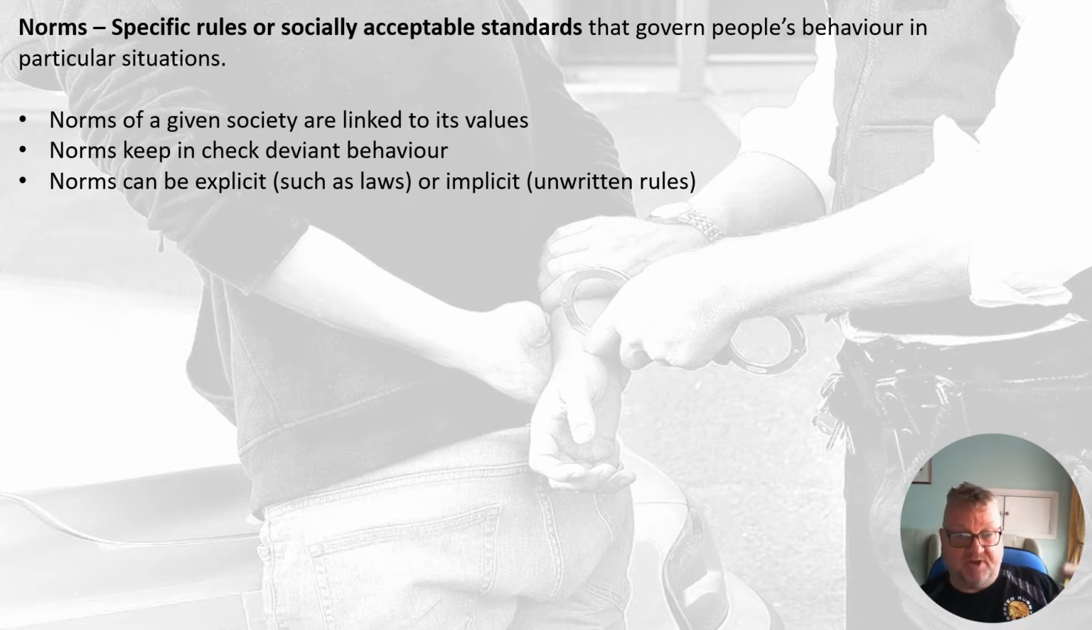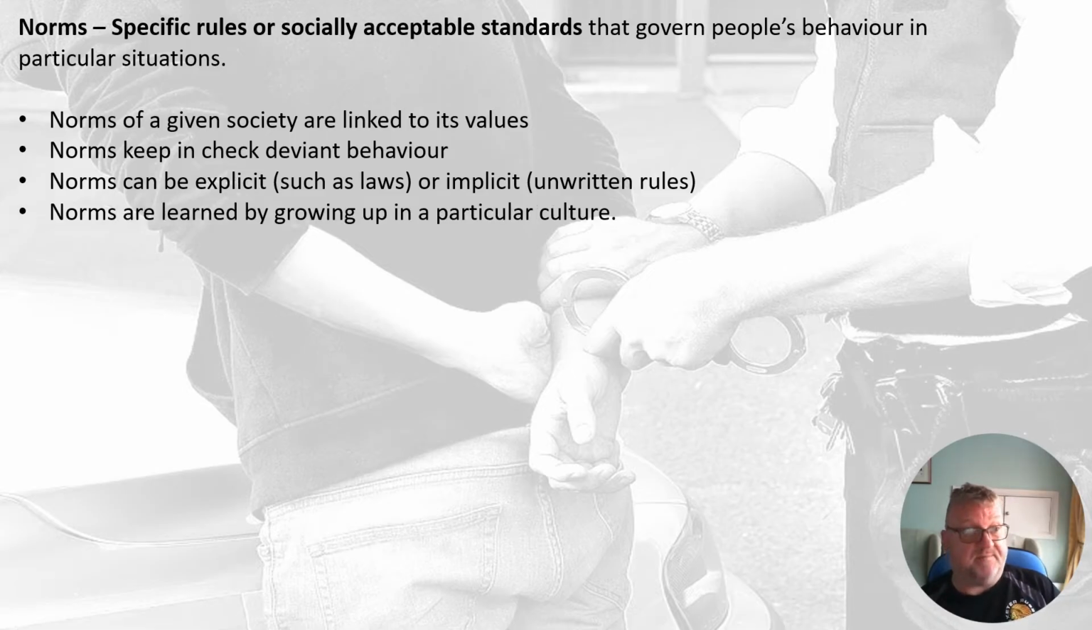And norms could be explicit, such as laws, or they could be implicit, such as unwritten rules, such as giving up your seat on a bus, queuing, saying please, saying thank you. Those are the norms within our society. And of course, as we know, norms can differ from society to society. And because they're linked to society, norms are learnt by growing up in a particular culture.